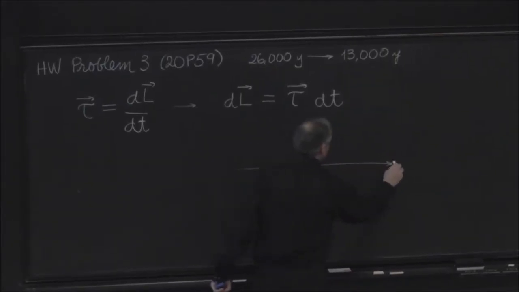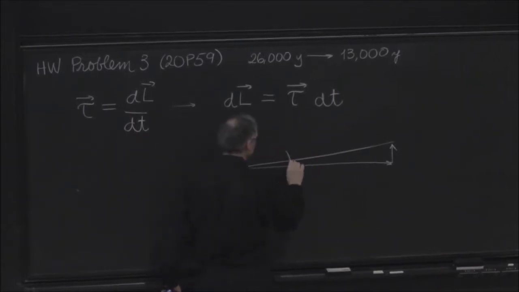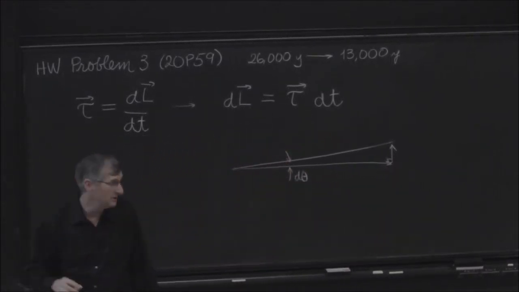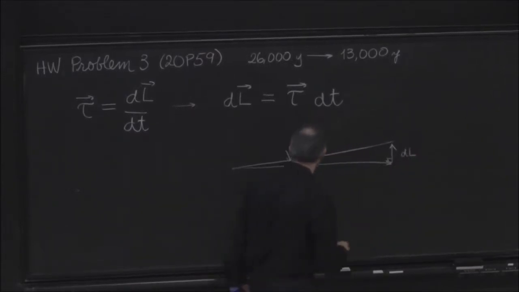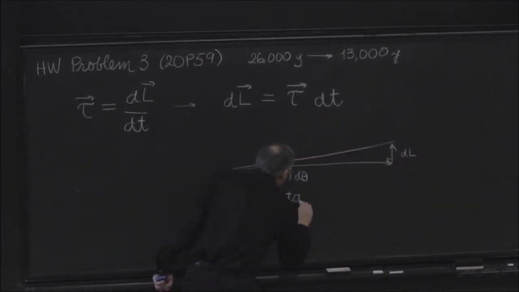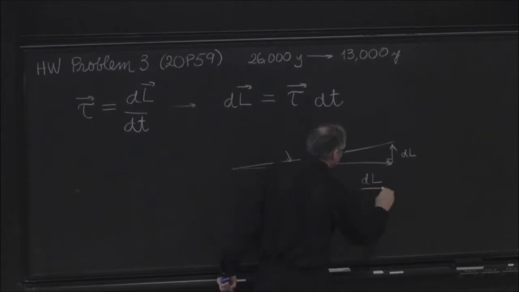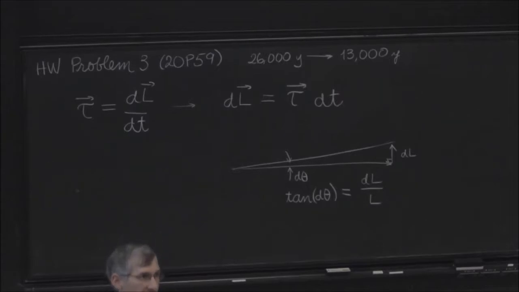So here's L, and there's dl, and this is a little angle d theta, and that's a right angle. So let's see, the tangent of d theta should be equal to dl over L. Is that what you're saying? Is that right? Can I simplify? Yeah.